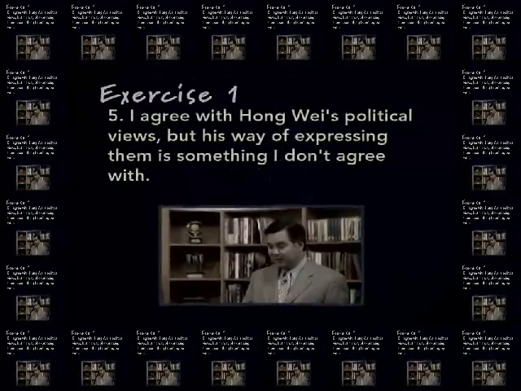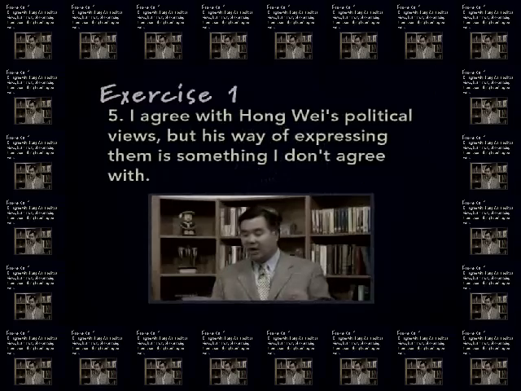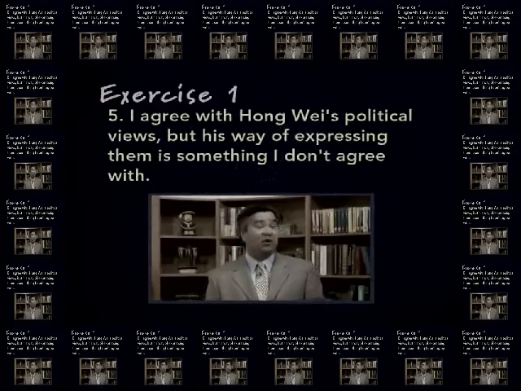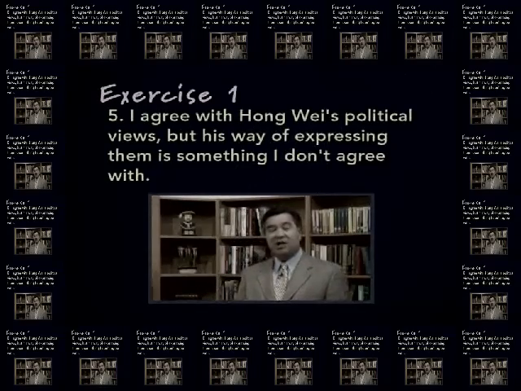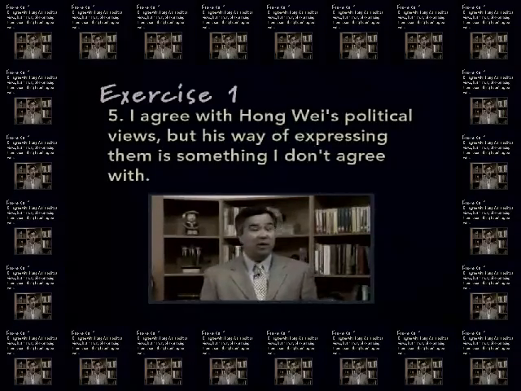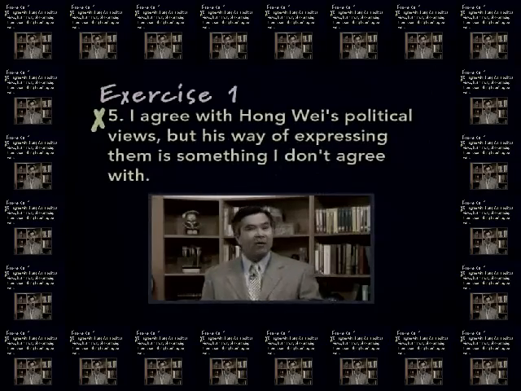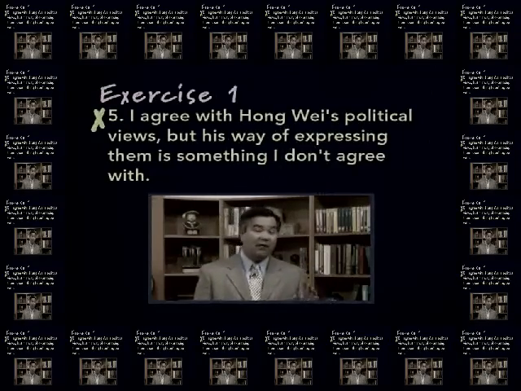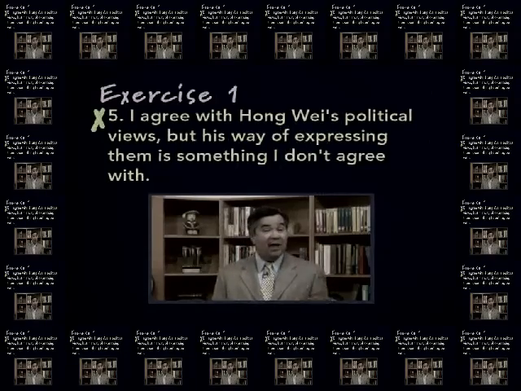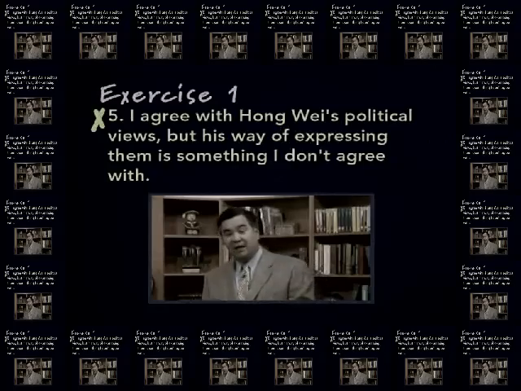One more example. I agree with Hung Wei's political views, but his way of expressing them is something I don't agree with. Now, this sentence is not really bad, but it is less effective than it could be because it violates the principle of parallelism. Let's take a look at how it could be improved. Here we have two related ideas. They're related by contrast. The first idea differs from the second idea.